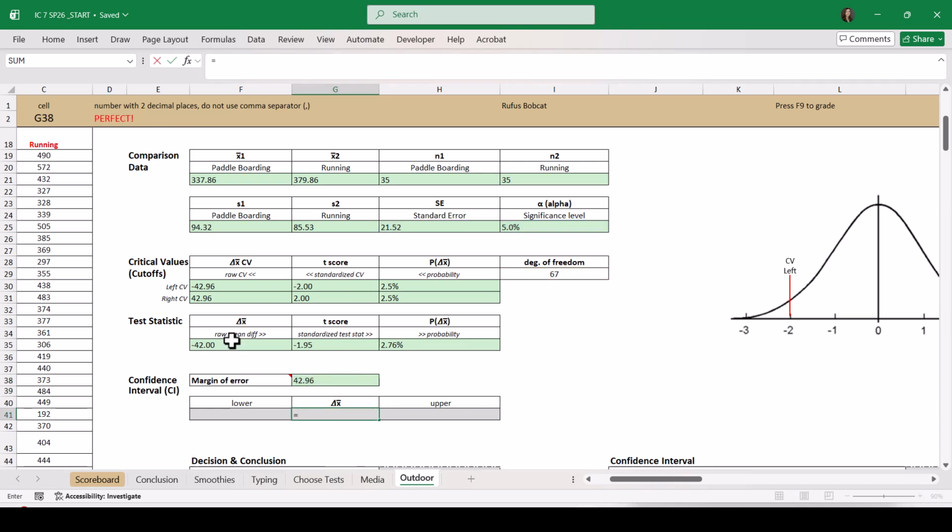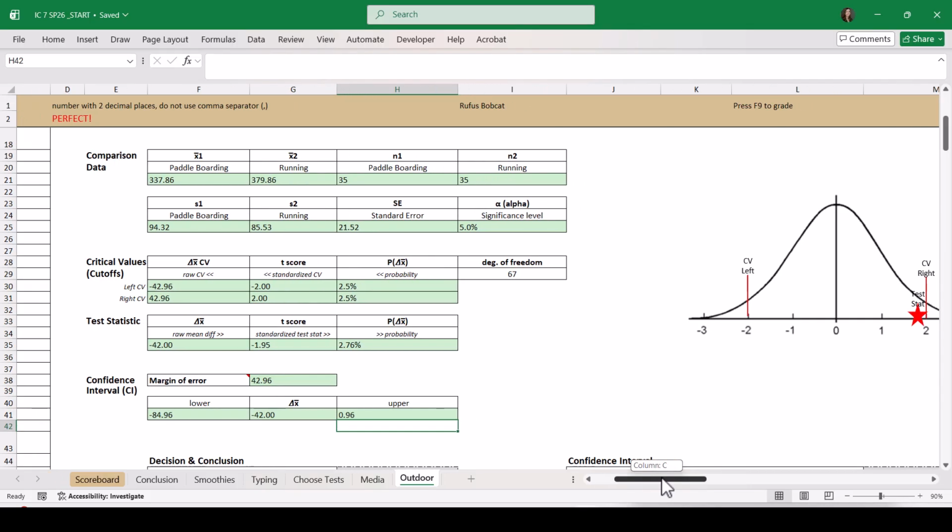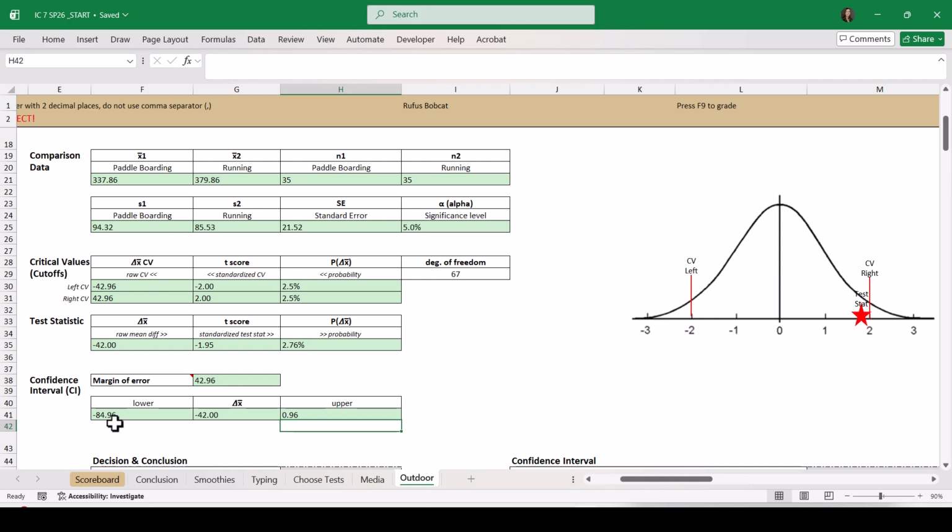Right, so we're going to take our sample mean difference and use that to build the lower bound, which is the sample mean difference minus the margin of error, and then for the upper, it's the sample mean difference plus the margin of error. I got negative 84.96 to positive 0.96.